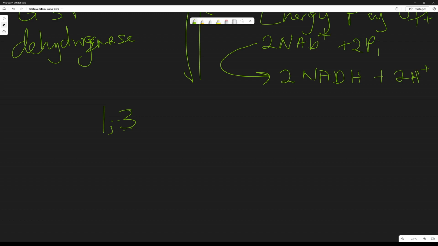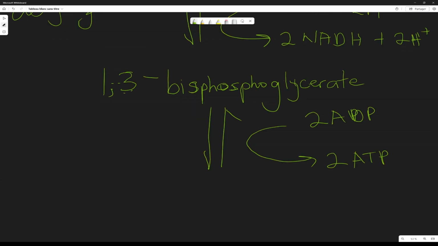Now we're gonna have the first payoff. 2 ADPs are gonna be creating 2 ATPs. So that's the first payoff there. This is why it's called the energy payoff phase, because in the first stage we invested some ATP, some energy, and now we're actually getting some back. And this step is governed by our 7th enzyme, phosphoglycerate kinase.